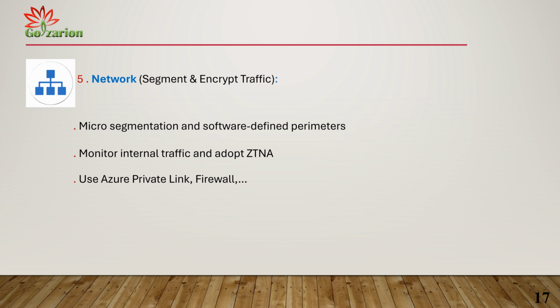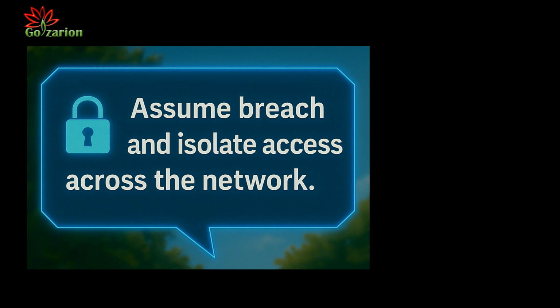Use Azure Private Link, Azure Firewall, and other tools to provide secure, seamless access without exposing your network. It's all about controlling the flow, isolating the risk, and protecting traffic at every layer. Assume breach and isolate access across the network.